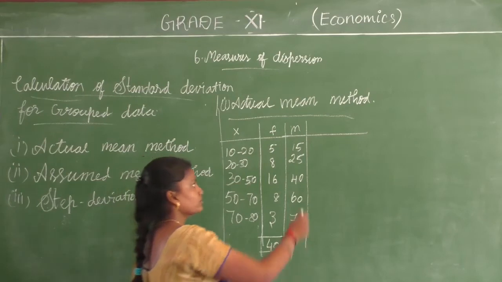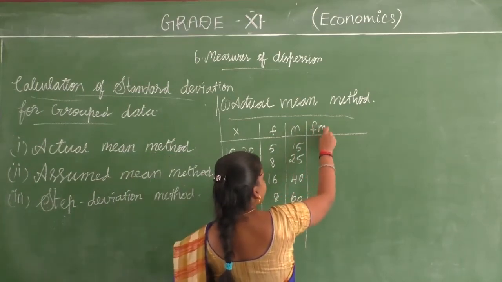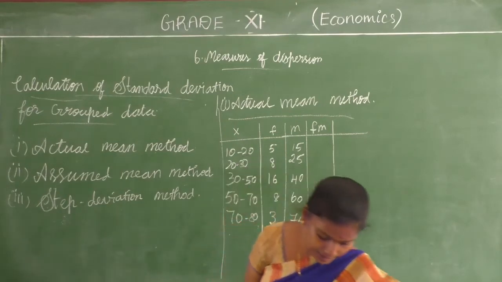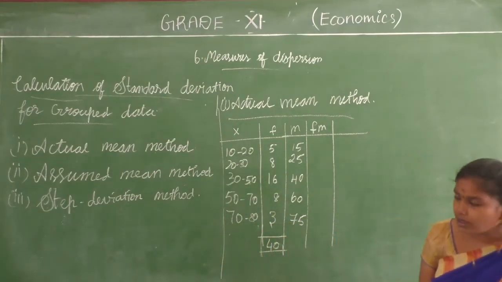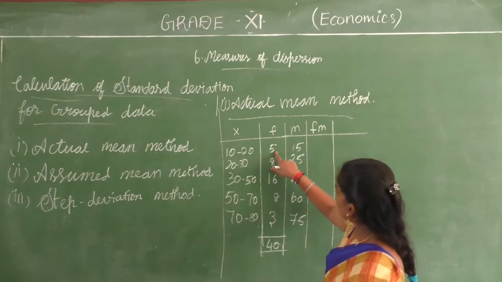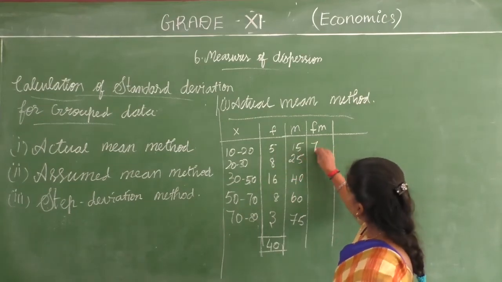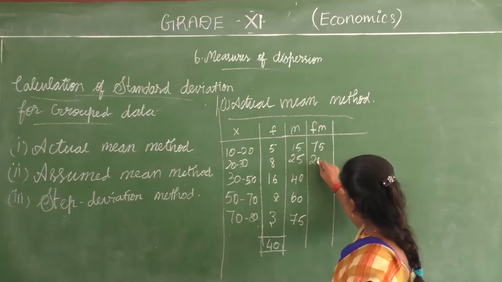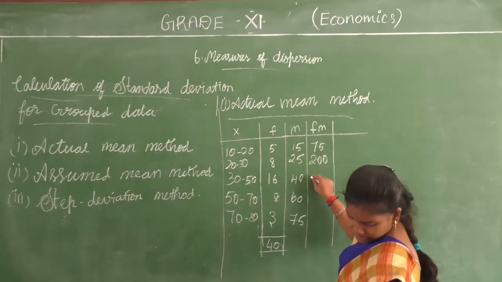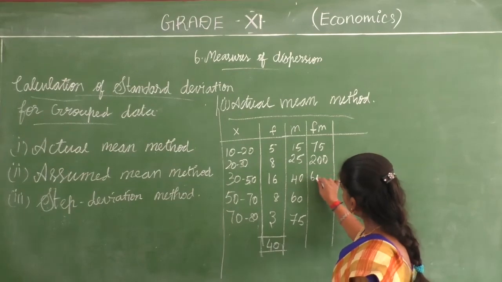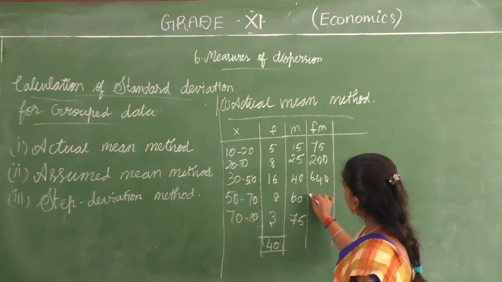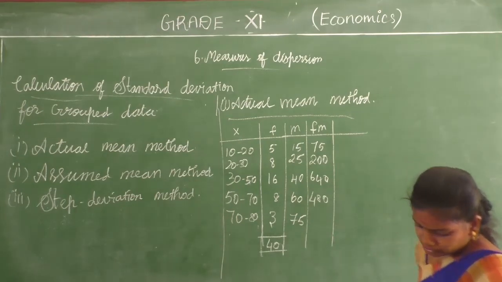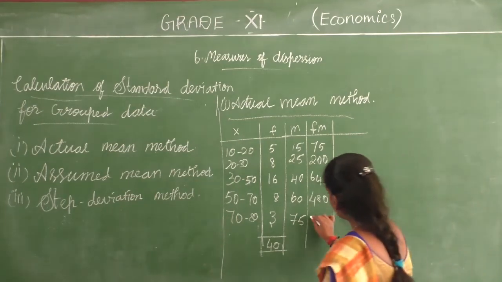Then what do you want? You need your F into M value. Isn't it? Then only you can find your arithmetic mean. So 5 into 15 will give you 75. Then 200. 16 into 40, 640. 8 into 60, 480. 75 into 3, 225.